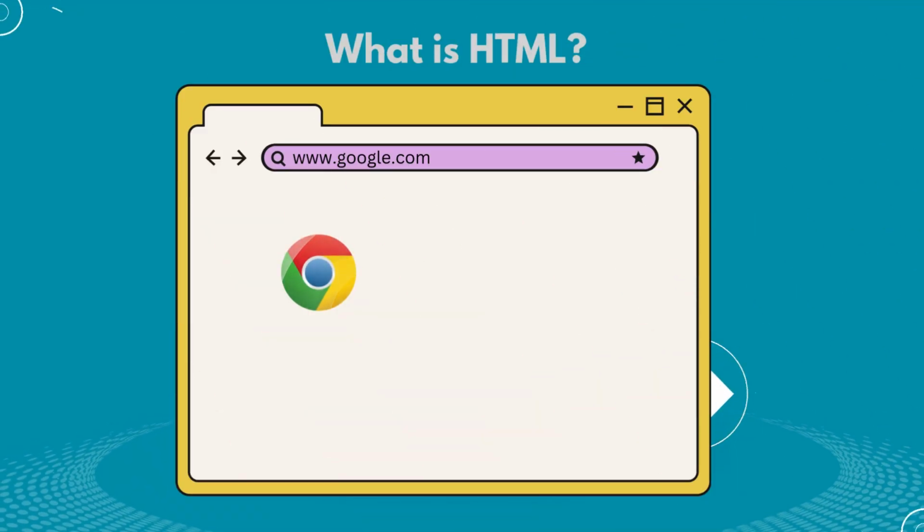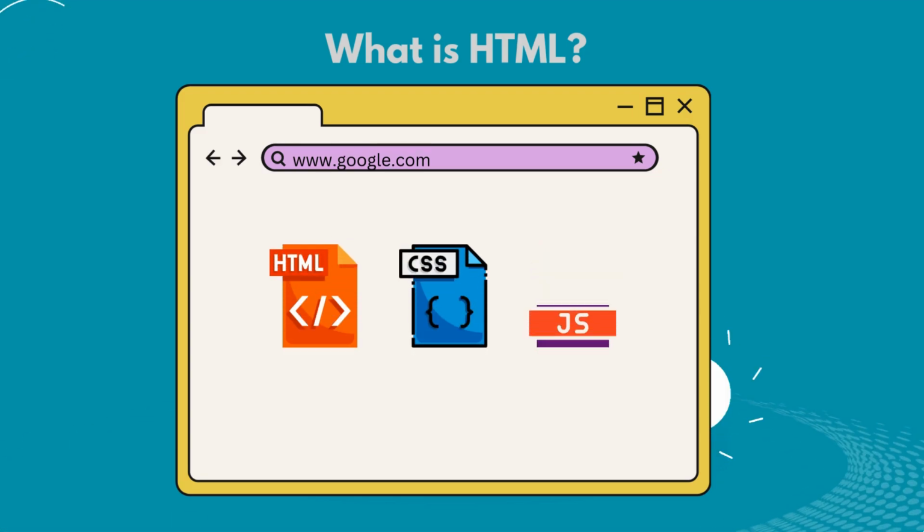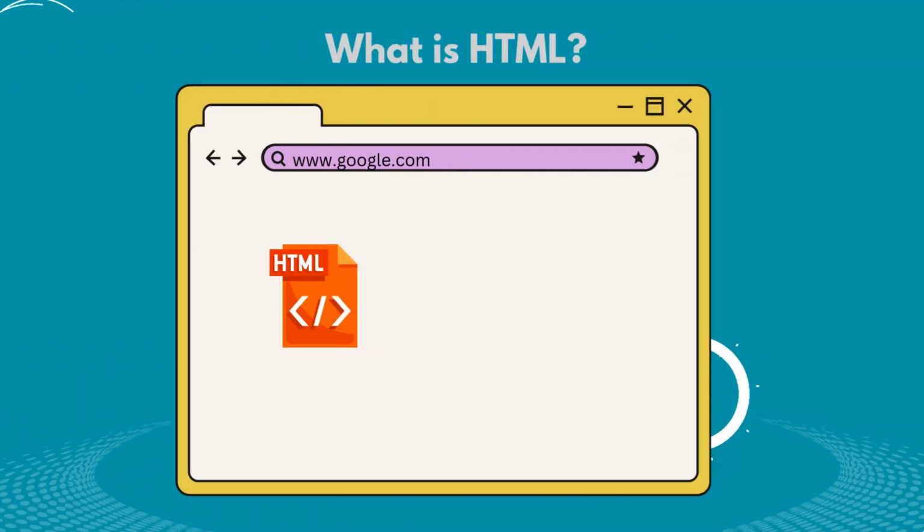Every browser, whether it's Chrome, Microsoft Edge, or Mozilla Firefox, processes various file types including HTML, CSS, and JavaScript to display a website. While modern websites often combine all three, HTML alone is enough to create a basic web page. In fact, that's how the earliest websites were built.